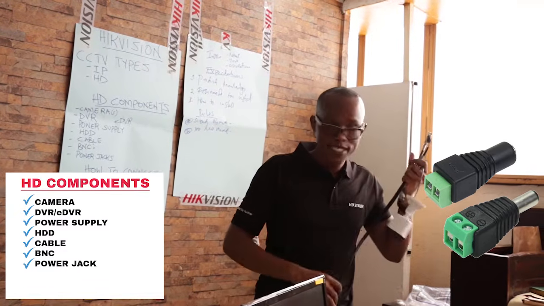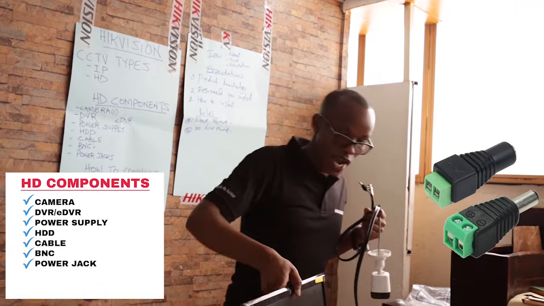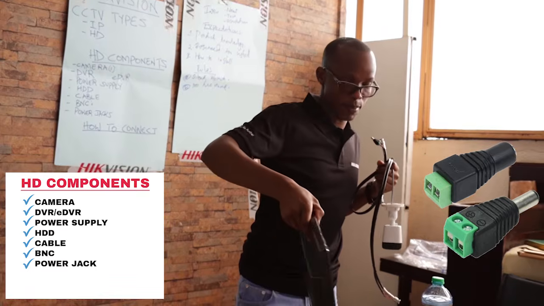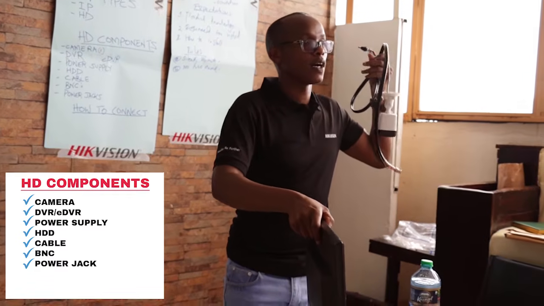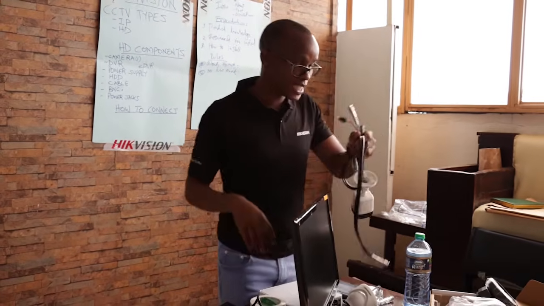The other item that you might require that is not on this list is a screen. You require a screen to display and see what is happening on the cameras.